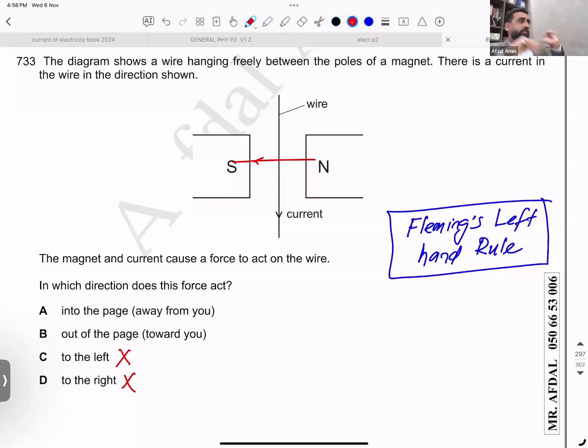Again, force, field, current. The field is north to south, towards your left. The current is down. So the thumb is into the page, and into the page means away from your eyes.